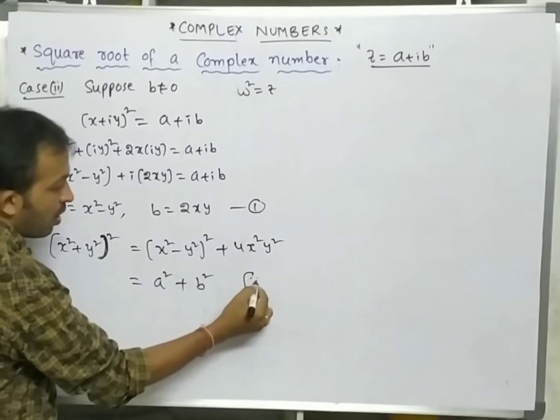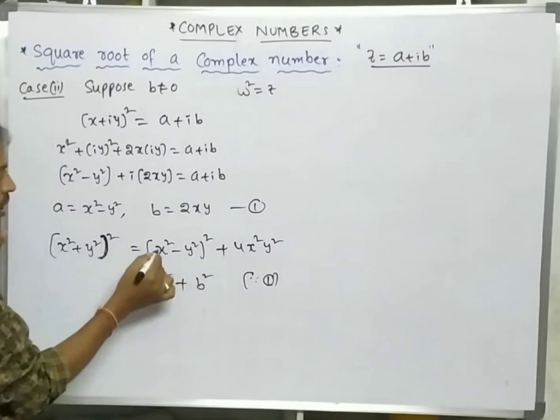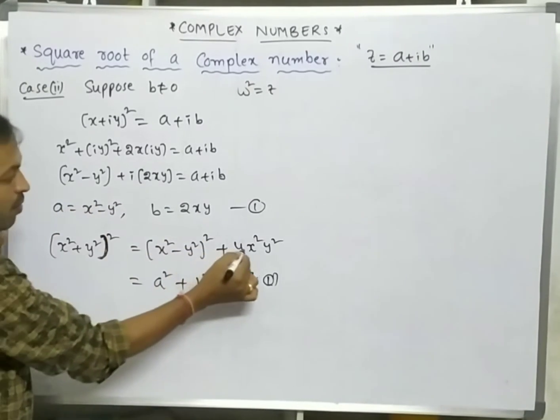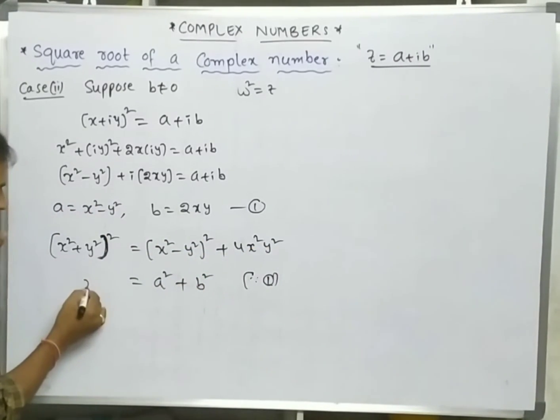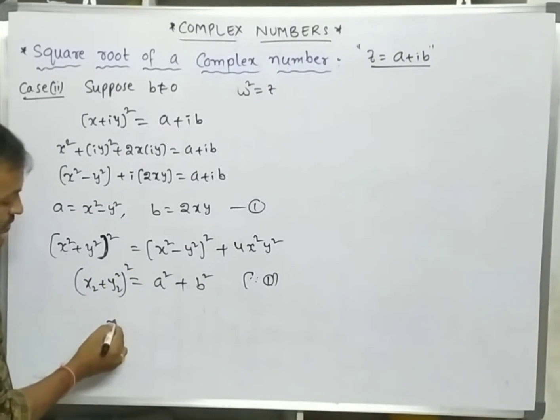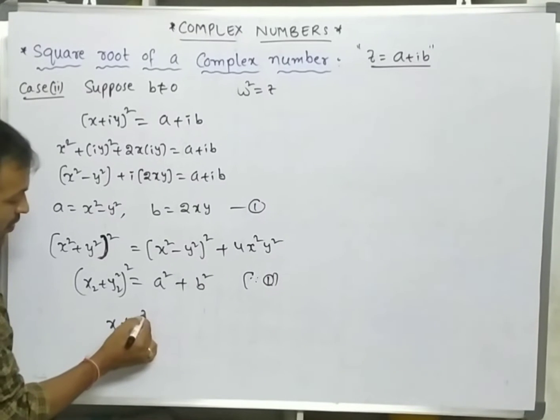So from 1 we have written x square minus y square whole square as a square, and 4x square y square as b square. So this is x square plus y square whole square. Now from this, what is x square plus y square?